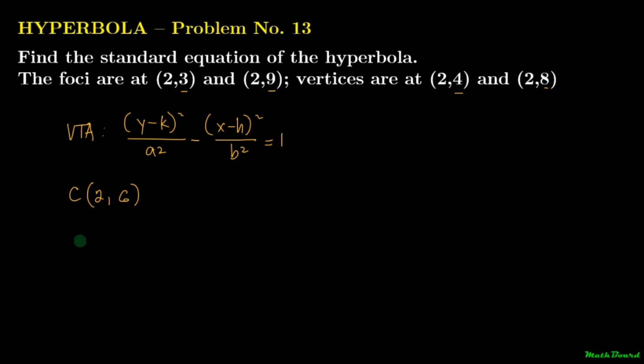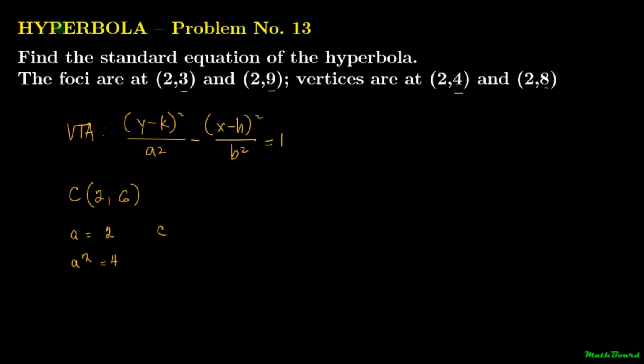Ngayon, kunin natin yung A. Ang A is the distance from the center to the vertex. So, pwede natin yung (2, 4) to (2, 6). So, 6 minus 4, that's 2. So, A squared is 2 times 2, 4. How far is 6 from 4? That is 4, 5, 6. So, 2. Then, C muna yung kukunin natin.